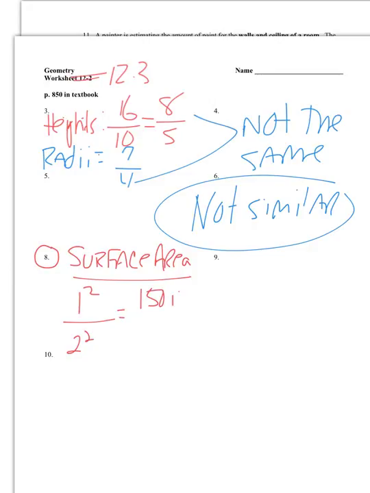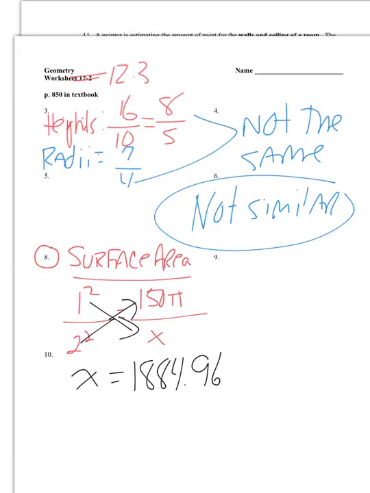150 pi over x. And then we're going to cross multiply. When we do that, we get an x of 1884.96 inches squared.